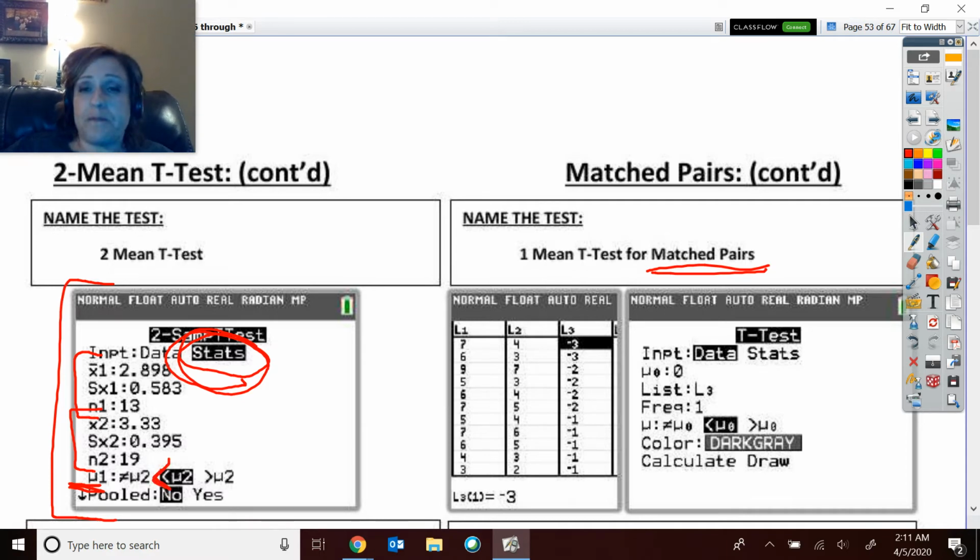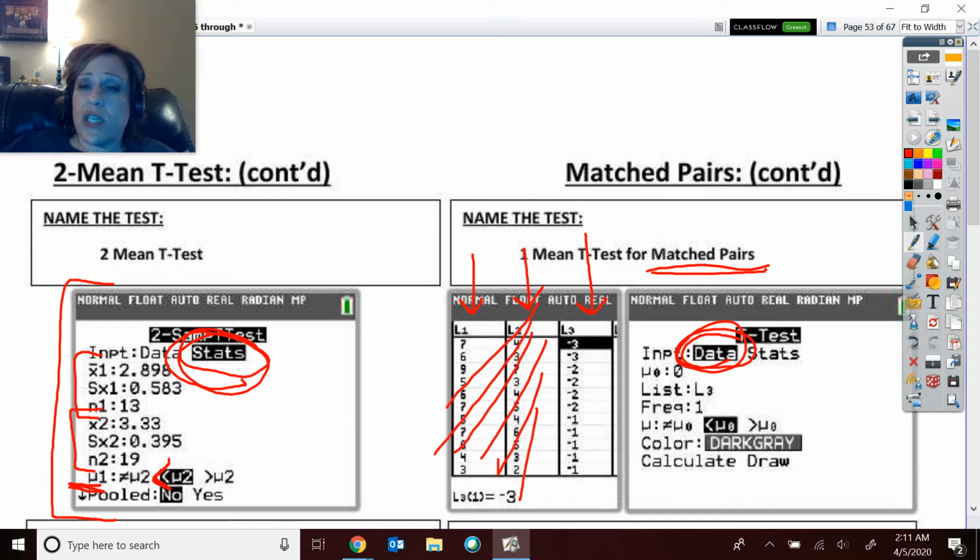No pooling. Okay. On the right-hand side with our matched, we actually had been given the actual pieces of data, not summary statistics, okay? So we had put in our list 1 and our list 2. We did the subtracting to get list 3. I'm not interested in L1 and L2, just L3.